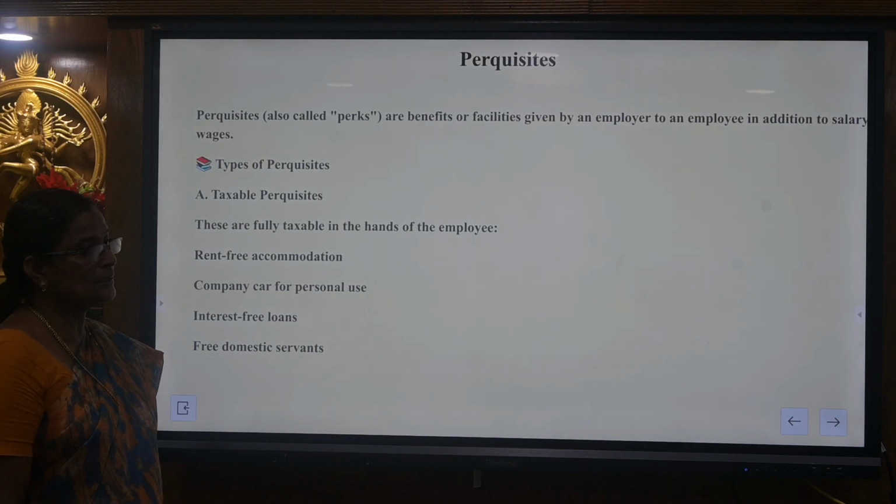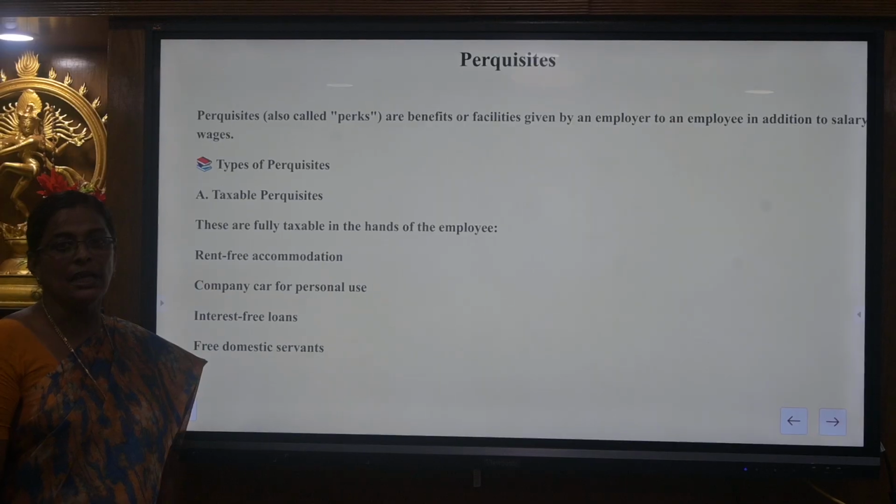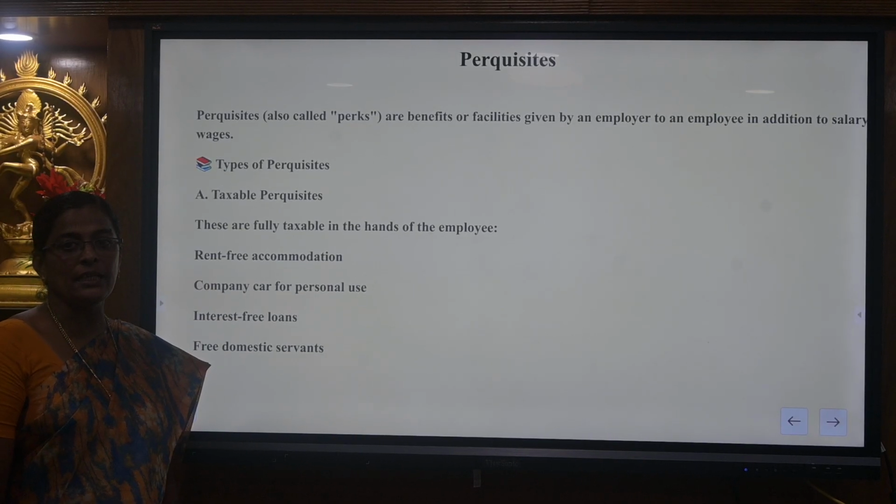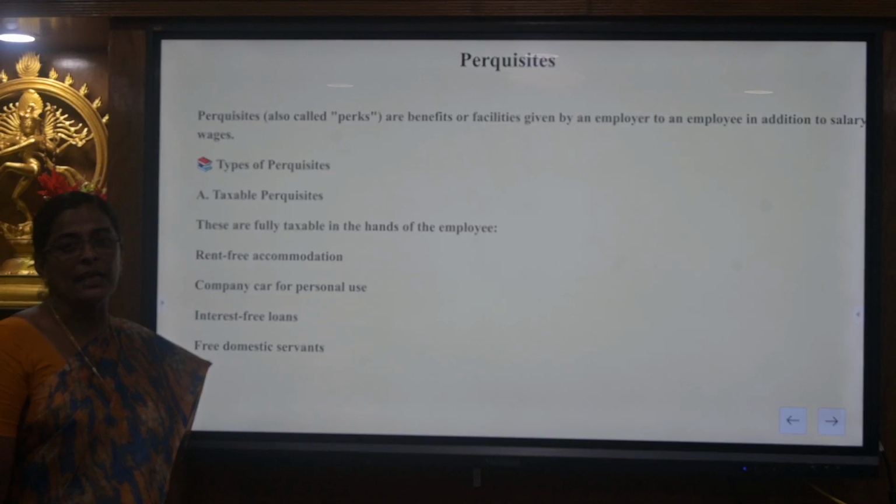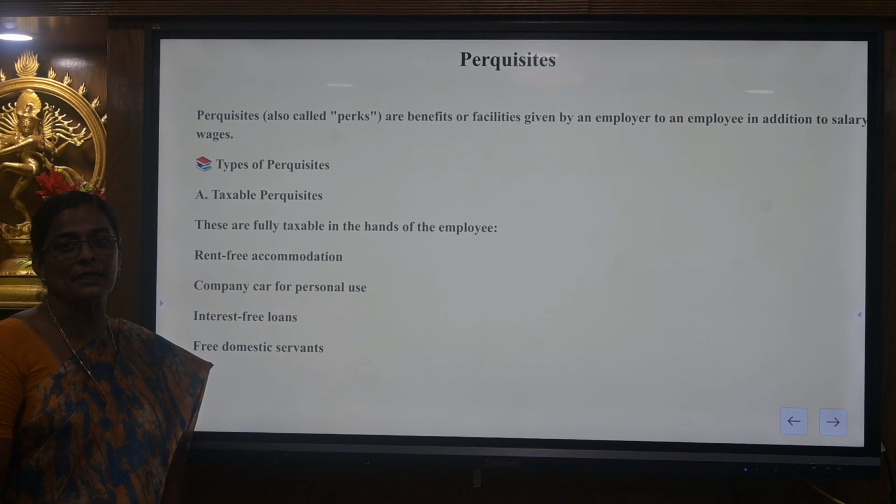The next one is perquisites. Perquisites means any amount other than salary which has been received by the employee. The perquisites may be in the form of cash as well as in the form of fund or by giving services to the employee. Usually, anything received by the employee for his work done in the office is termed as perquisites.